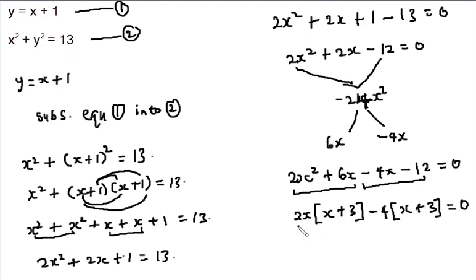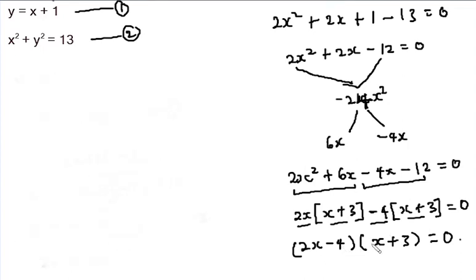Now from here, I'll be picking these two terms to make my first bracket. So this will be 2x minus 4. And my second bracket will be the same thing as these two brackets here, because they're identical. So this is x plus 3. And this is equal to 0. If these two things are multiplying each other to give me 0, then I could say 2x minus 4 is equal to 0, or x plus 3 is equal to 0.